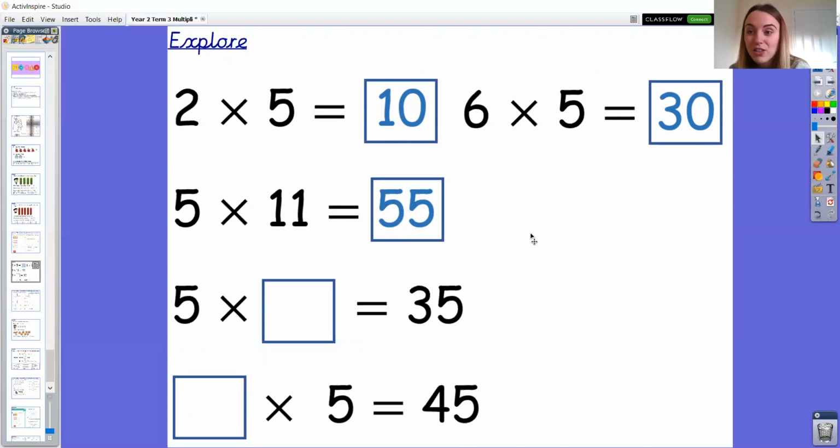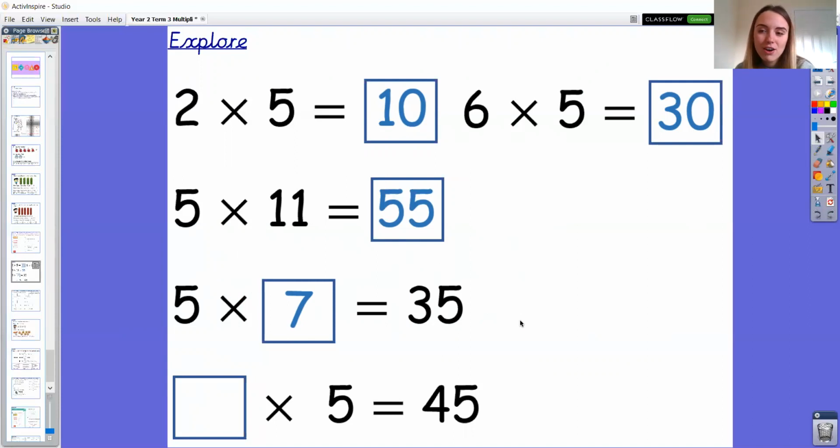Okay, having a look at the next one. It's not the product we're finding, it's the other factor. 5 times blank equals 35. Now, we've just actually been focusing on this multiplication. Can you remember what the missing number is? How many groups of 5 equals 35? Well done. Let's say it together using the word times. 5 times 7 equals 35. Well done, Year 2. Brilliant.